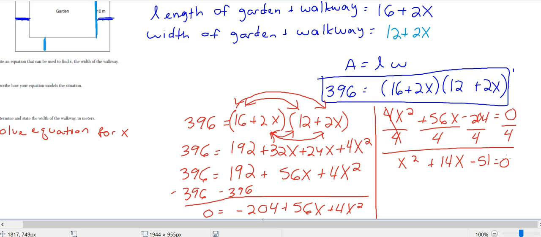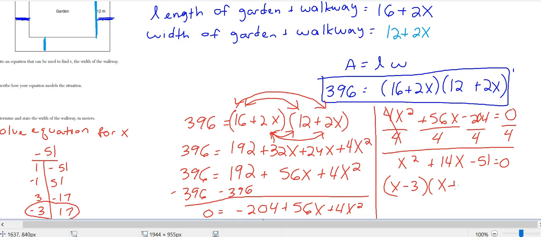To solve this equation by factoring, we need to find factors of negative 51 that add up to positive 14. Factors of negative 51 are 1 and negative 51, negative 1 and positive 51, 3 and negative 17, negative 3 and positive 17. The factors that add up to positive 14 are negative 3 and positive 17. So let's factor this left-hand side of the equation. x minus 3 times x plus 17 is equal to 0. Now we want to set each of the factors equal to 0. So x minus 3 is equal to 0, and we're going to add 3 to both sides, so x is equal to 3.